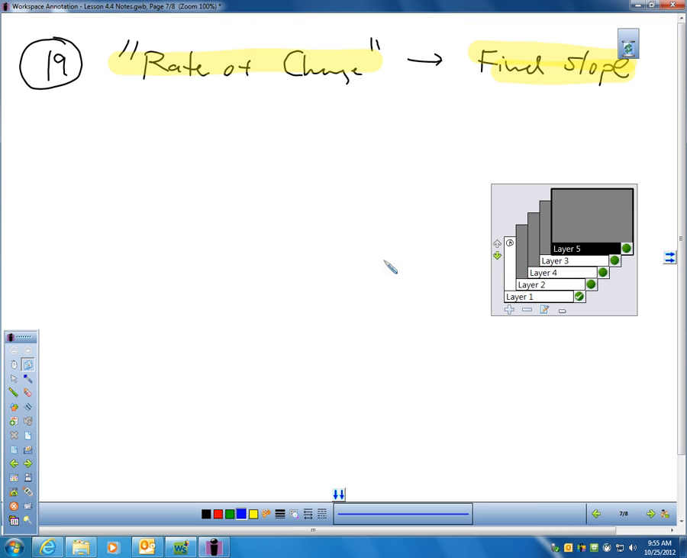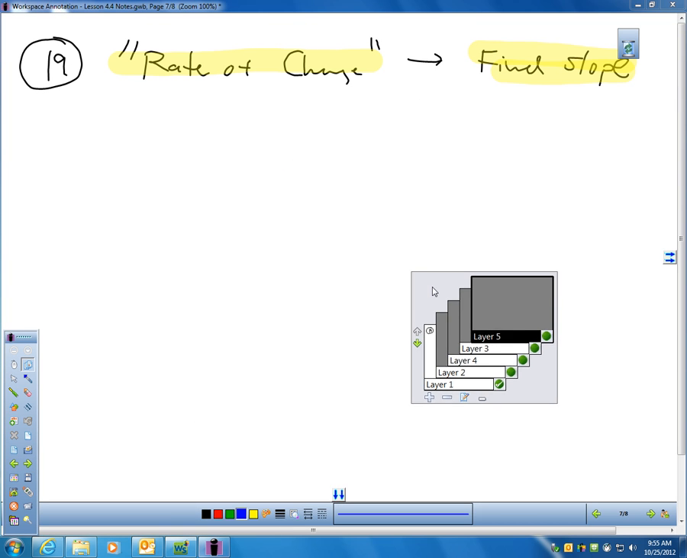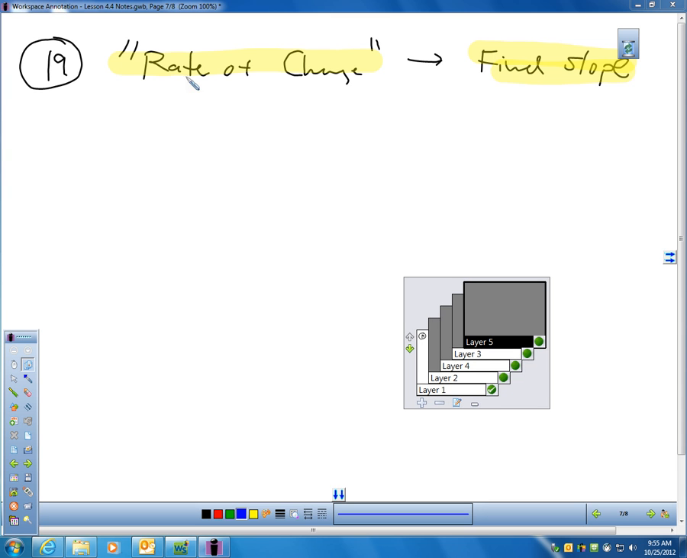Okay? One other thing we need to talk about here is rate of change. When you hear rate of change, that means we want to find the slope. And if you look at question number 19, it says the table shows the number of days you keep a rented movie before returning it and the total cost of renting the movie. Find the rate of change with respect to time and interpret its meaning.